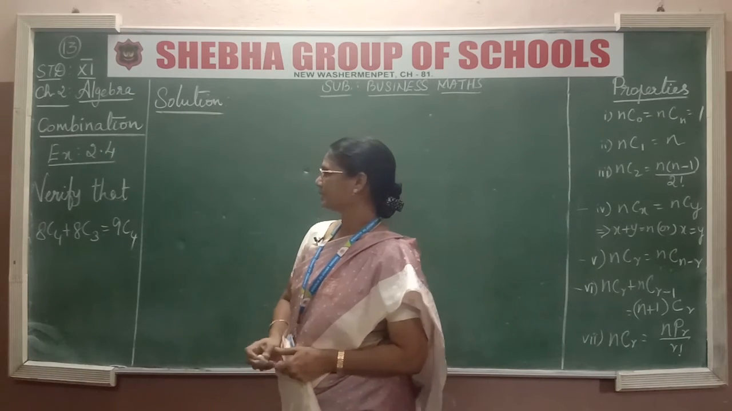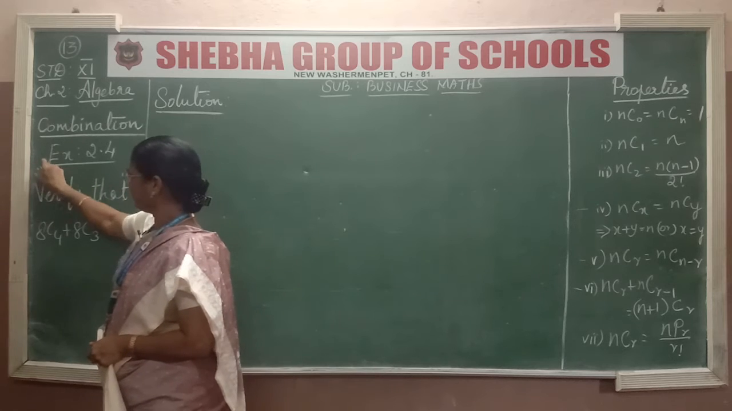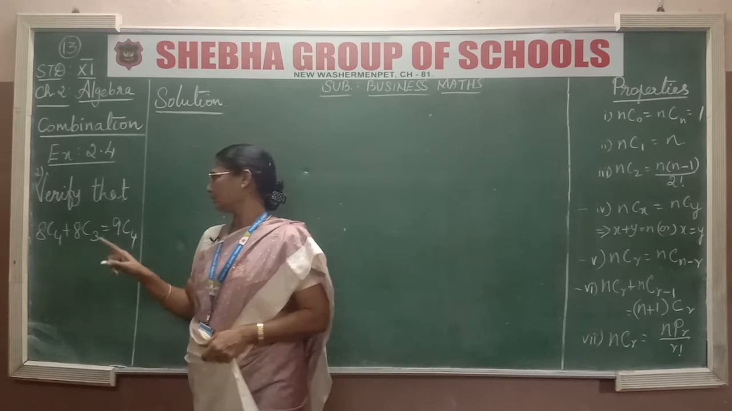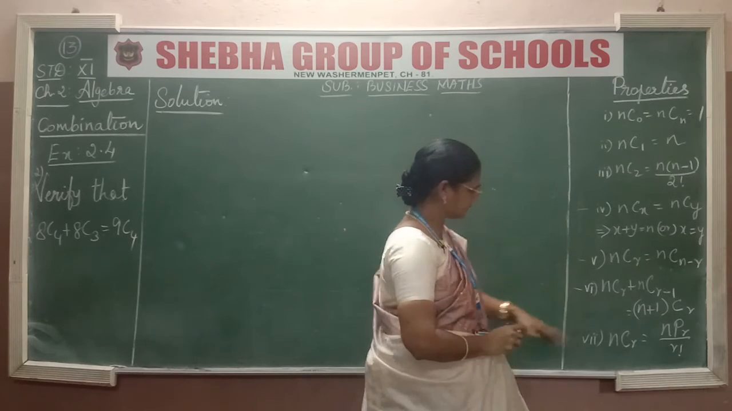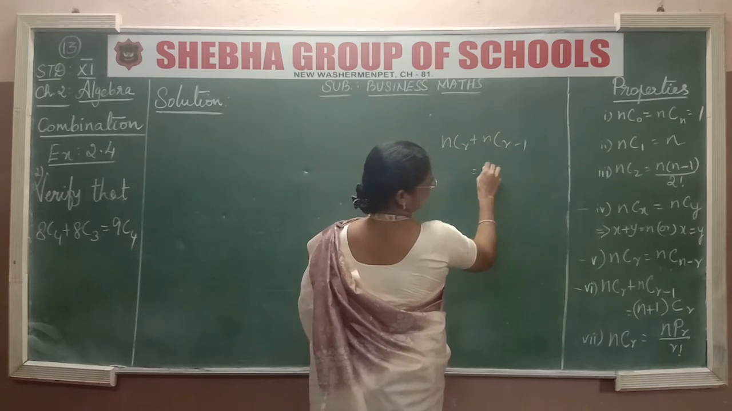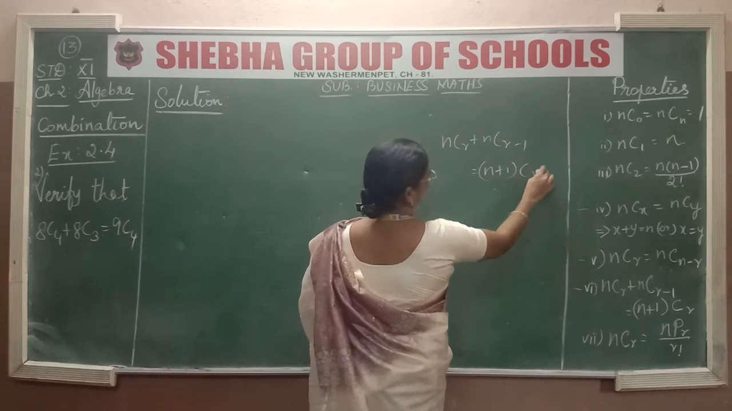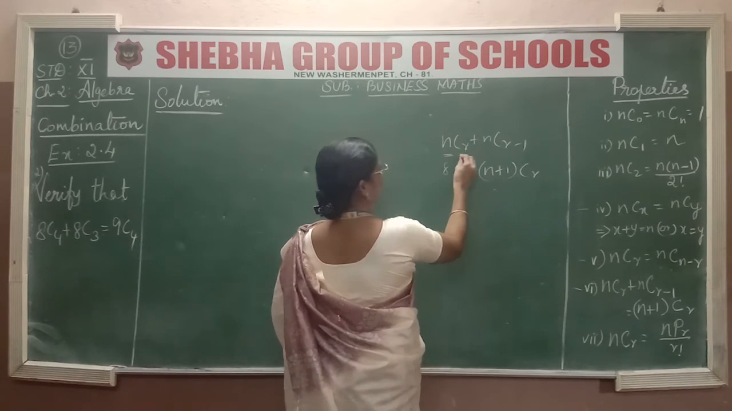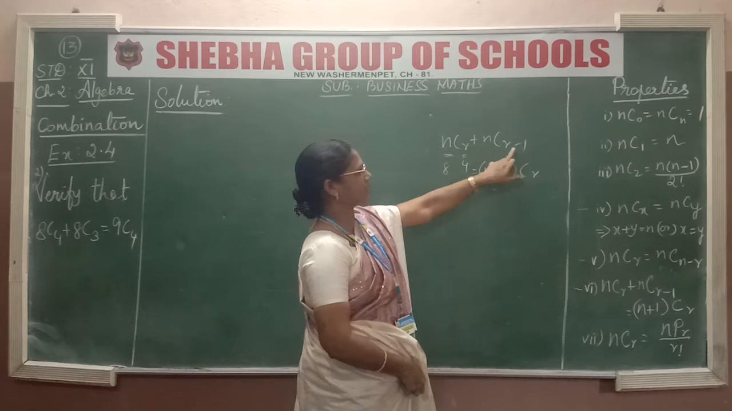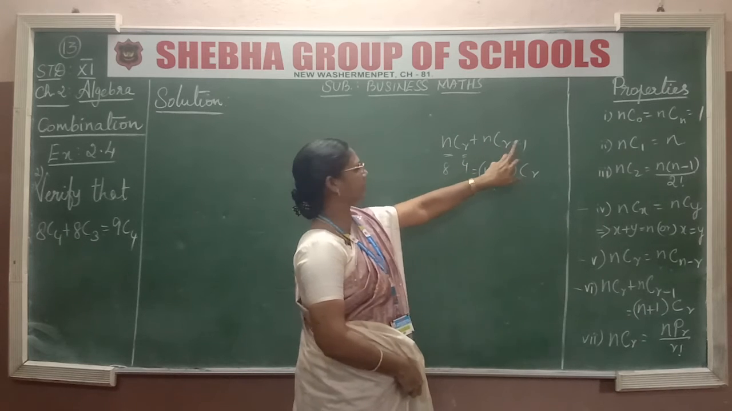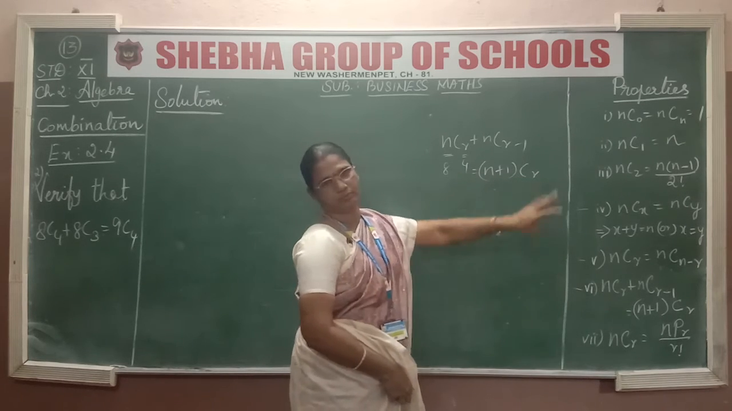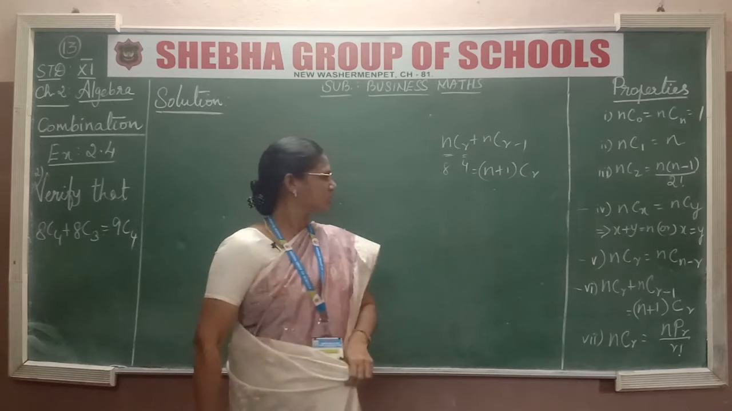Next is the second one. Second sum: verify that 8C4 plus 8C3 equal to 9C4. This is our property 6, that is nCr plus nC(r minus 1) equal to (n plus 1)Cr. Here n is 8 and r is 4. So 8C4 plus 8C(4 minus 1), that is 8C3, equal to (8 plus 1)C4, that is 9C4. This is our property number 6.